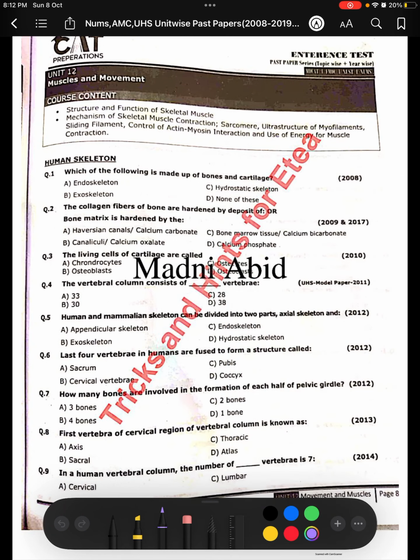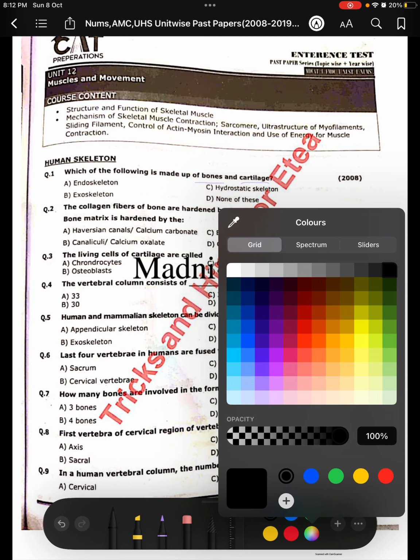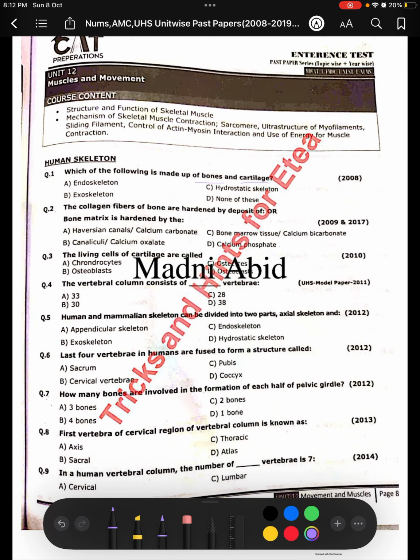So here the first question is: which of the following is made up of bones and cartilages? Endoskeleton, exoskeleton, hydrostatic skeleton, or none of these? So according to me, the answer will be A, that endoskeleton is basically made up of bones and cartilages.